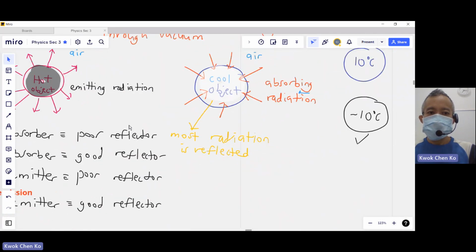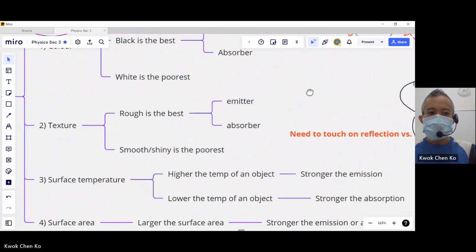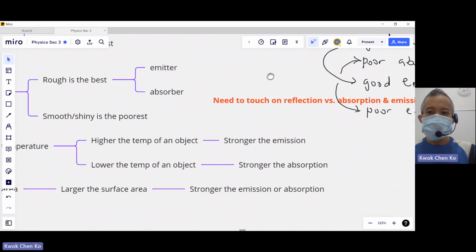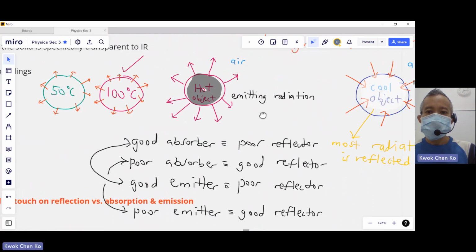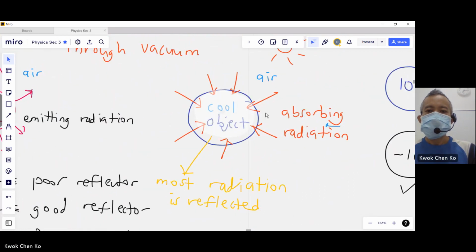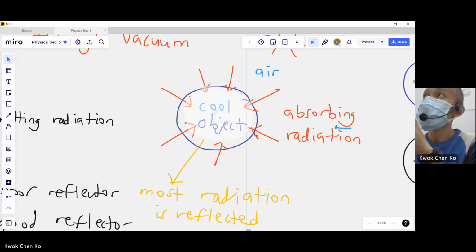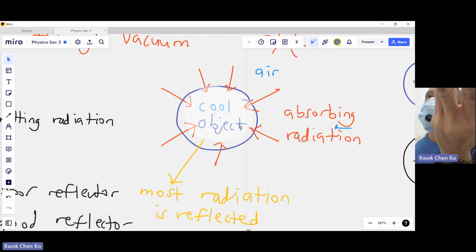Now, surface area, I think you should be able to understand, but I want you to remember one last thing. Think about this. This guy is cool, and it is white. Can I say it's absorbing radiation from the surroundings? Is it absorbing well or not? Is it a good absorber? No, right? So what happens to the rest of the radiation?